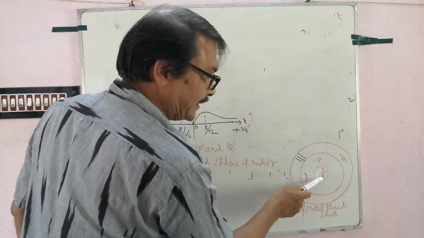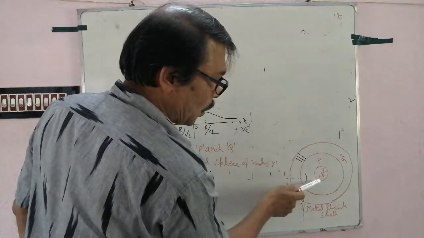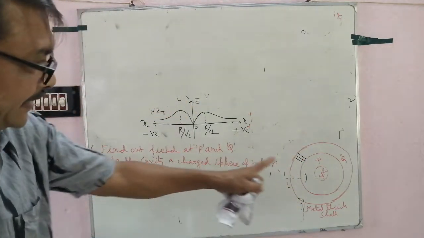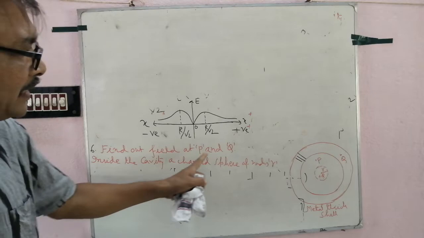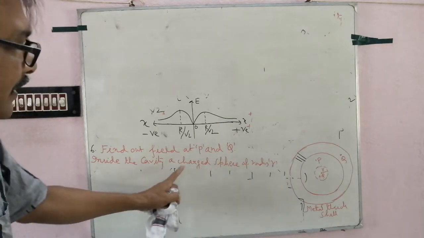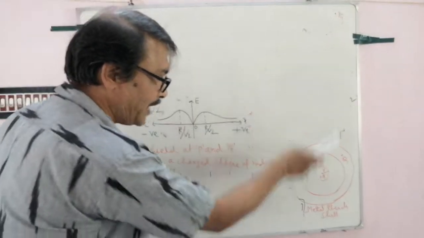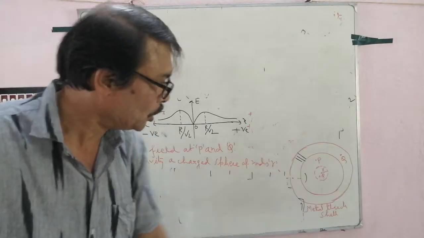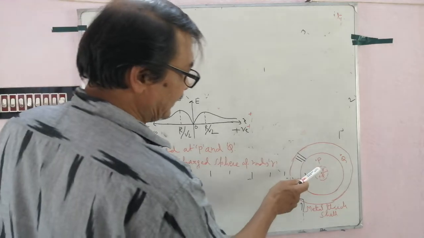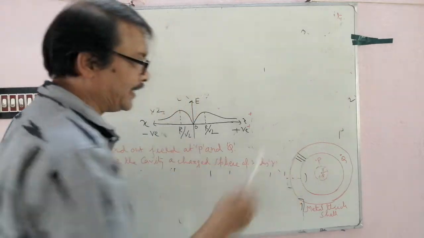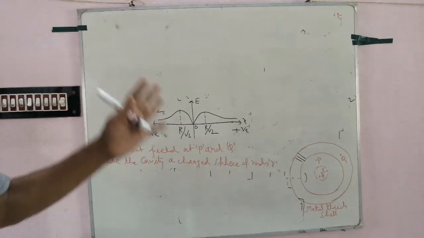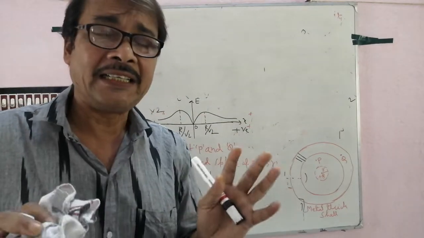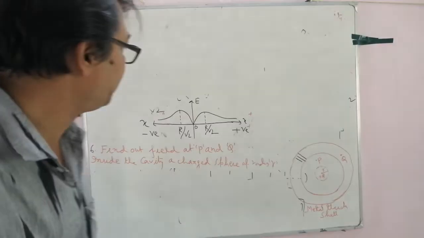Inside the cavity, a sphere of radius r and charge plus q is placed at the center of the cavity. Find out the field at P and Q. So what will be the field at P and at Q? Very important question, and you will get a new idea from this problem. Clear?